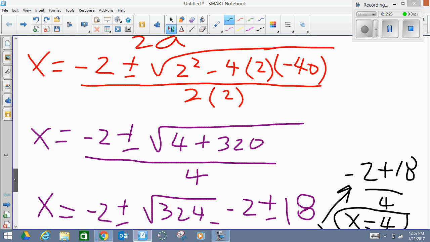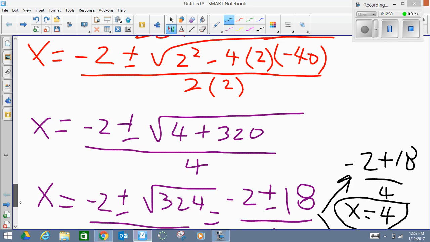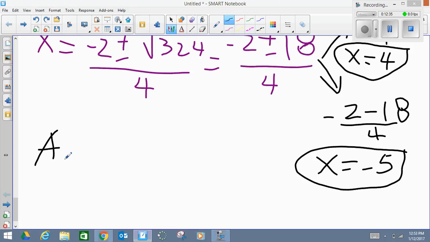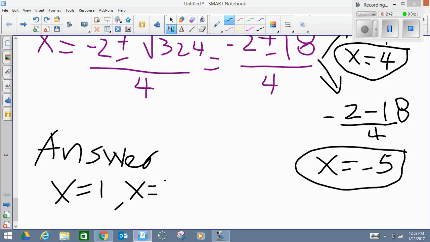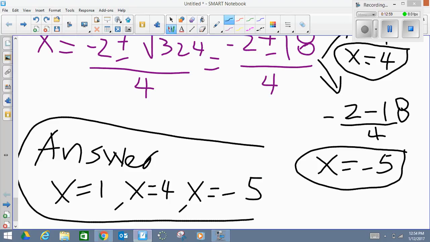So my final answer will be putting the three answers together, which is x equals 1, x equals 4, x equals negative 5. Answer: x equals 1, x equals 4, x equals negative 5. Horrible file, I'm sorry. And that will be the way you find the rational zeros. Listing and finding the rational zeros.